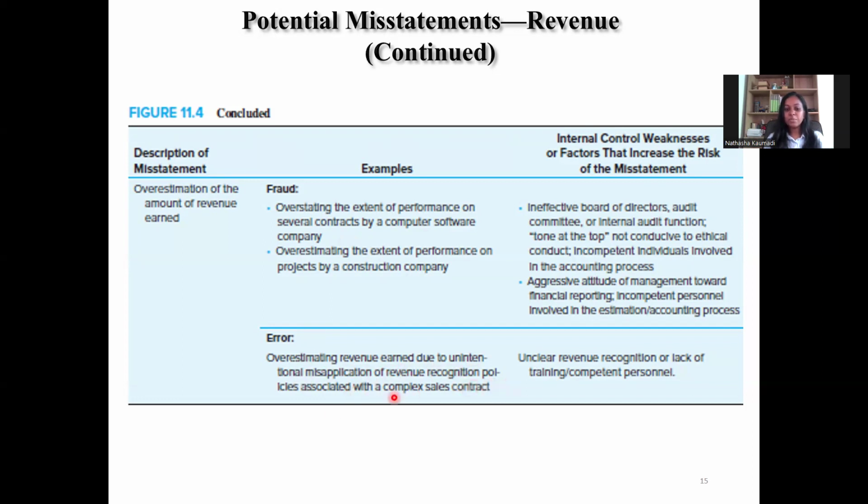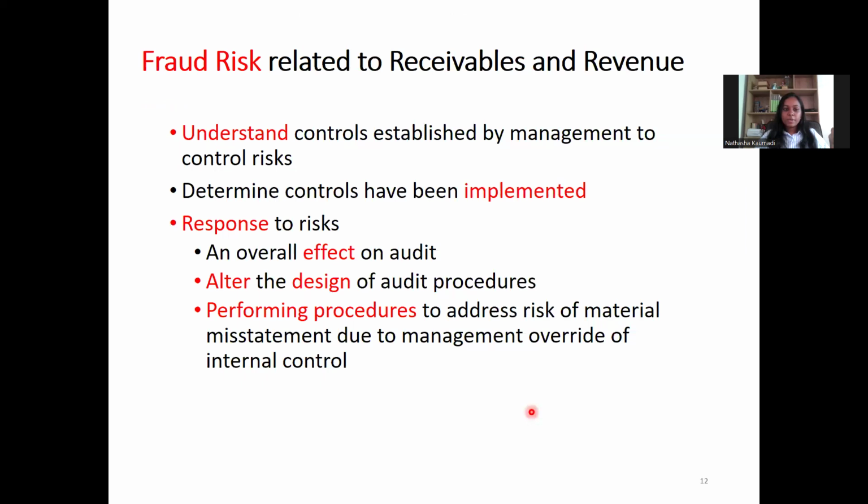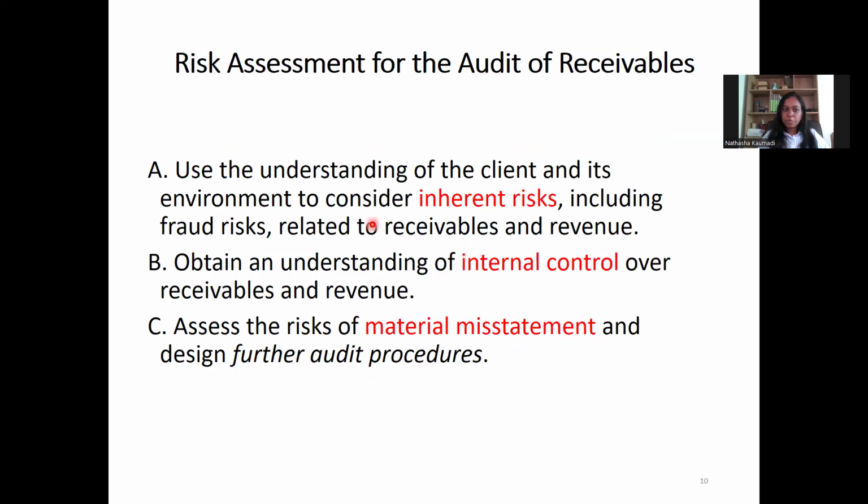Misapplication of revenue recognition policies associated with complex sales contracts. Maybe you are overestimating it because it was difficult to understand the sales revenue recognition point. There can be issues like that. So that is an error. It is not intentional. So unclear revenue recognition or lack of training of competent personnel, these are the reasons. So here I hope now you can again read and understand what is mentioned here. Misstatements, what are the examples? It can be a fraud or it can be an error. What are the reasons?